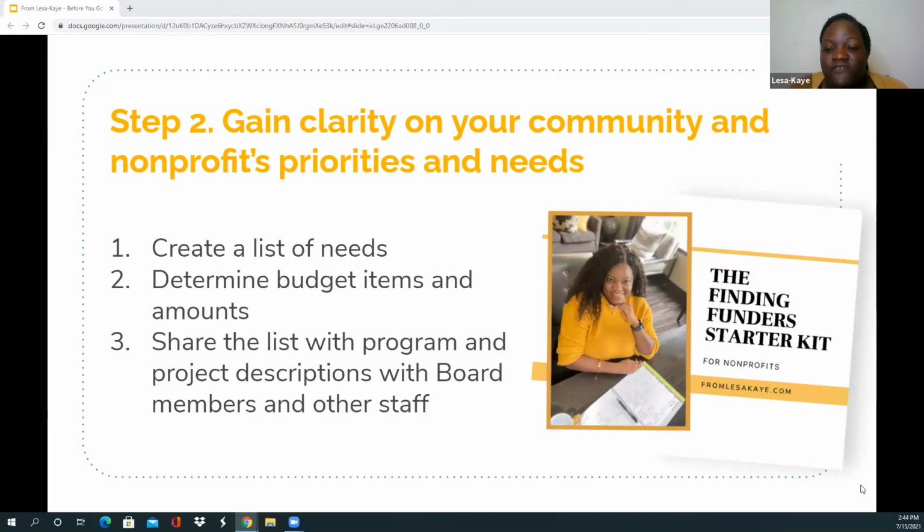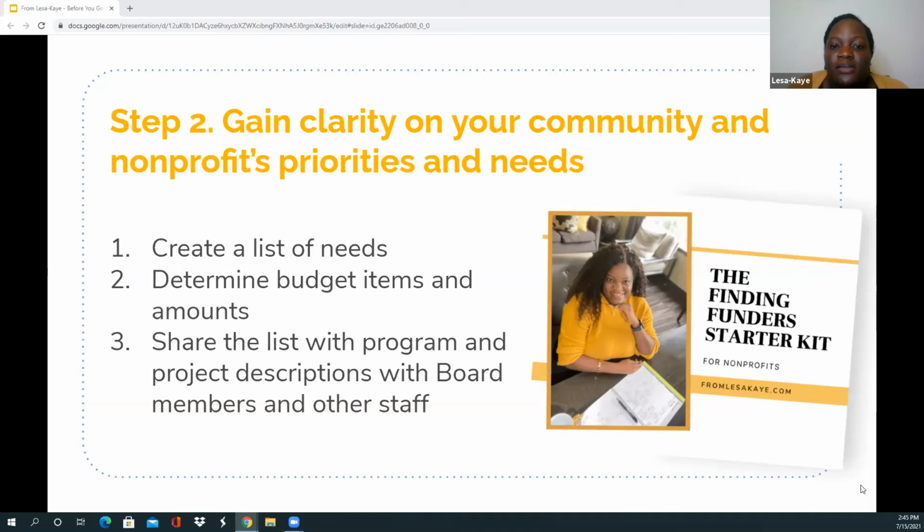So I do have a free resource I call the Finding Funders Starter Kit. It walks you through the key decisions you need to make to help you find grant funders that are likely to support your organization. And the first step is to get clear on what your community and nonprofit's priorities and needs are.